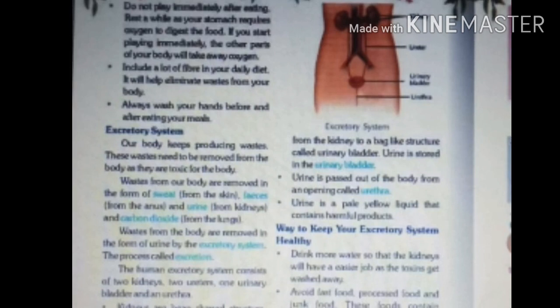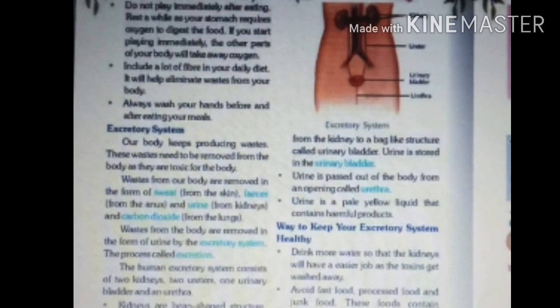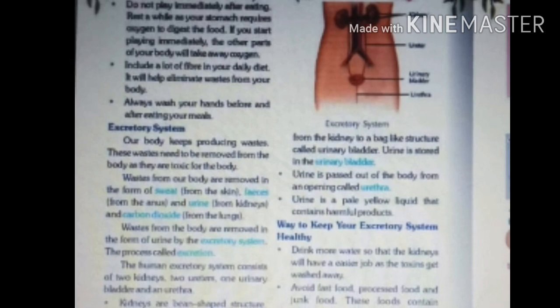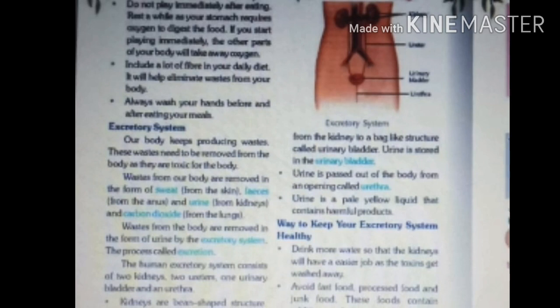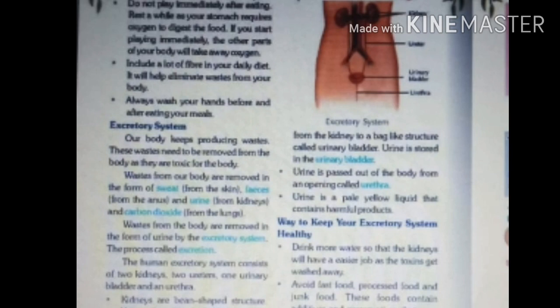The next system we are having is the excretory system. Our body keeps producing waste. These wastes need to be removed from the body as they are toxic for the body. See, we don't want the waste in our body. Whatever the waste in our body, it should be removed because it will create a problem for our body.